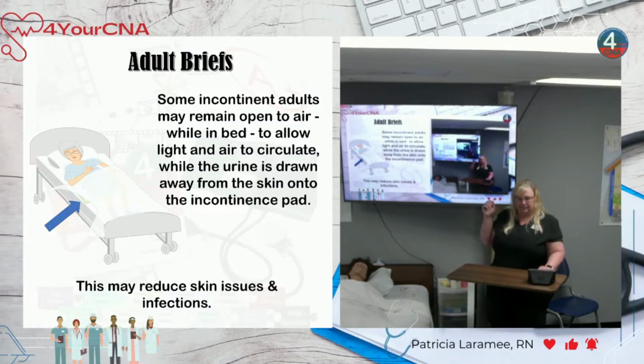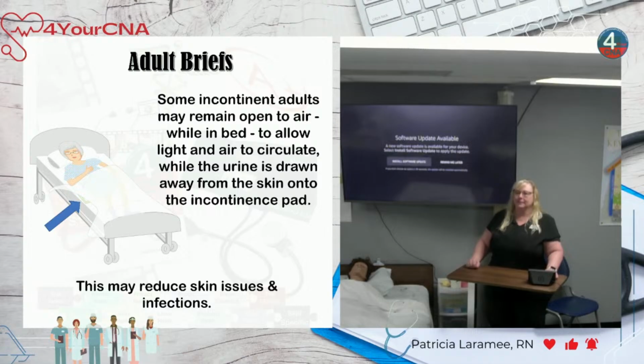Good. How do we know which way your patient is going to be treated, with adult briefs or with an incontinence pad? How would we know which patient gets what? The care plan.